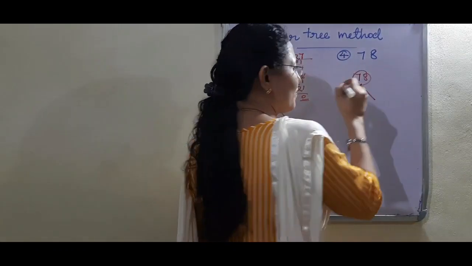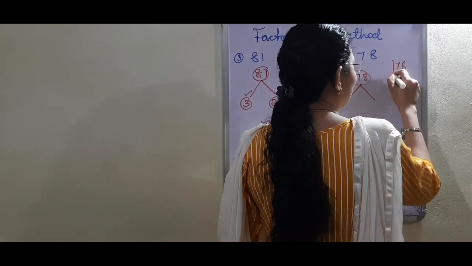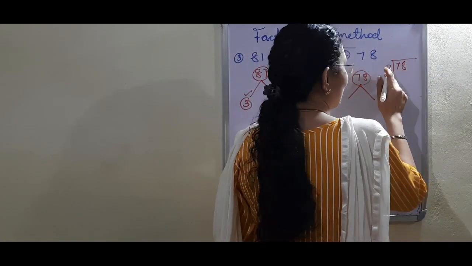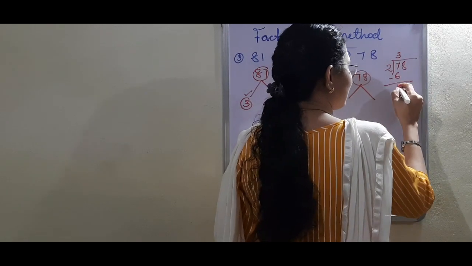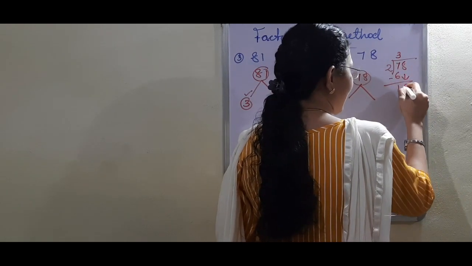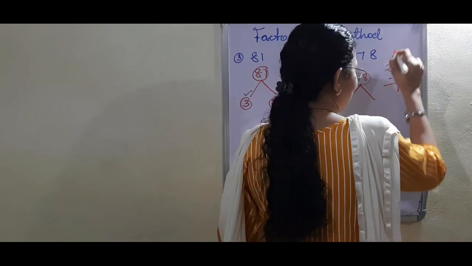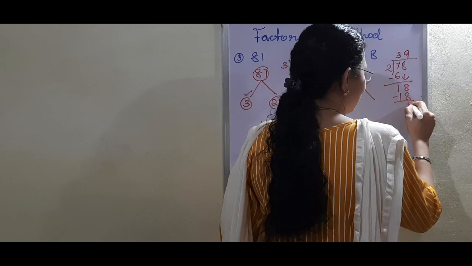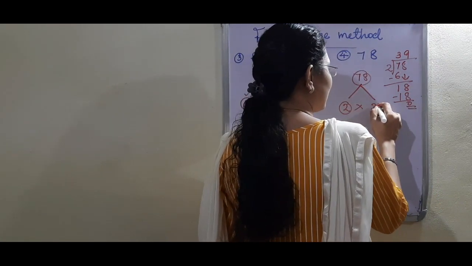How to find the other factor? Yes, divide 78 by 2. 2 in 7, 3 times, 3 2s are 6. 7 minus 6 is 1. Bring down 8. 2 in 18, how many times? 9 times. 9 2s are 18, 0. Therefore, if 2 is a factor, the other factor is 39.